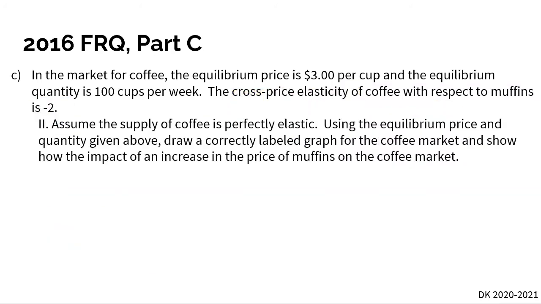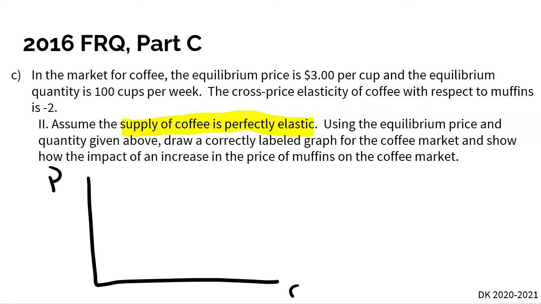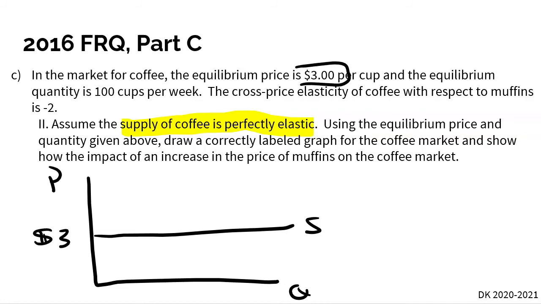All right, so here, assume that the supply of coffee is perfectly elastic. And this is very, very important. So if we're just drawing it out, our supply of coffee is perfectly elastic. In other words, it is a perfectly horizontal line. Well, using the equilibrium price and quantity given above, our equilibrium price is $3. Draw a correctly labeled graph for the coffee market and show the impact of an increase in the price of muffins on the coffee market here.